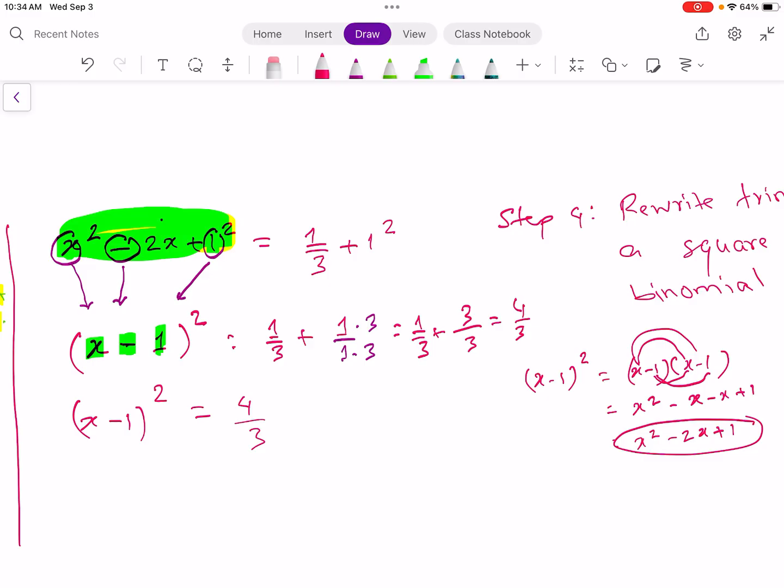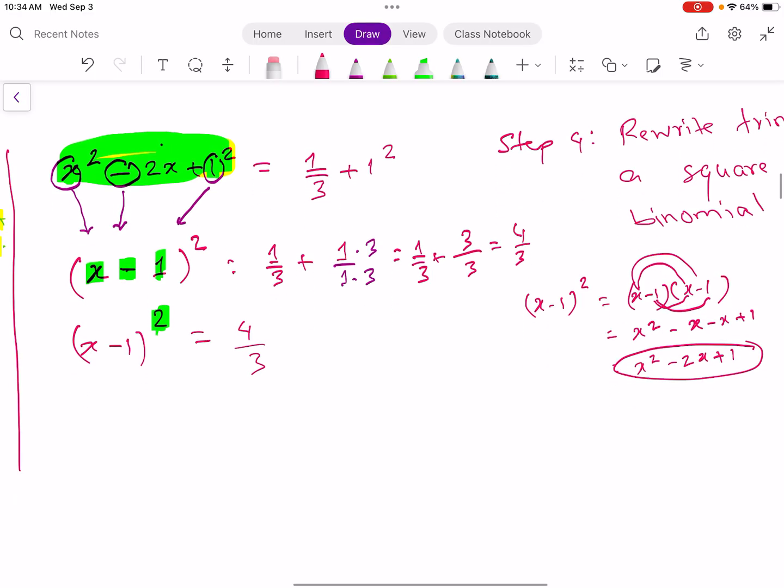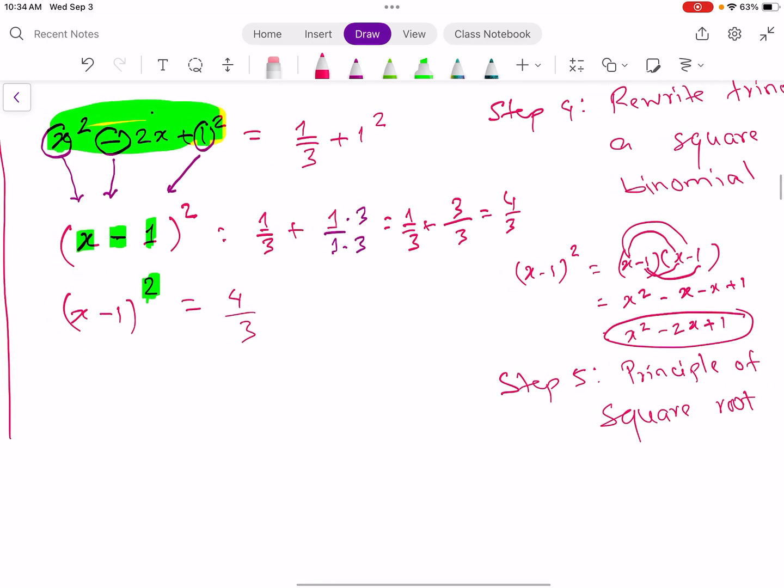Now we use our principle of square root. Next step is we get rid of this square, using the principle of square root, that is our step 5. According to that rule we get rid of the square. So you won't have a square on the left and you will end up getting a square root on the other side. So write down whatever you have inside the parenthesis, x minus 1.